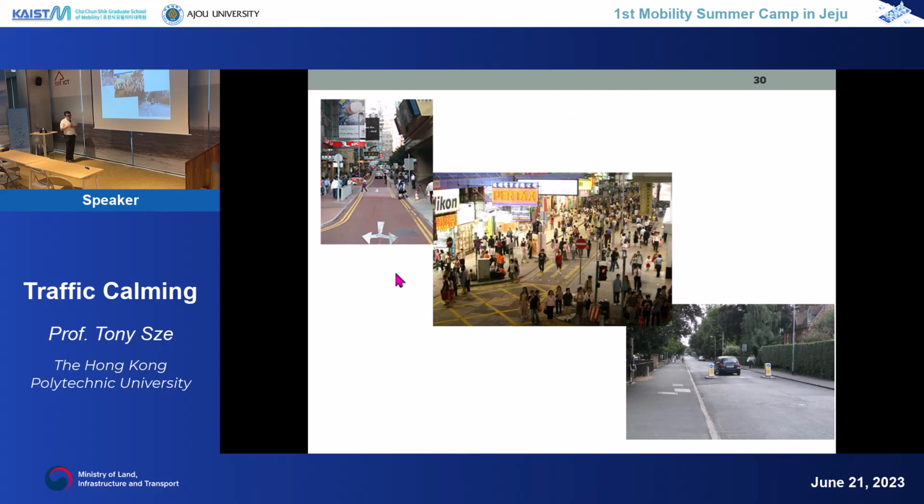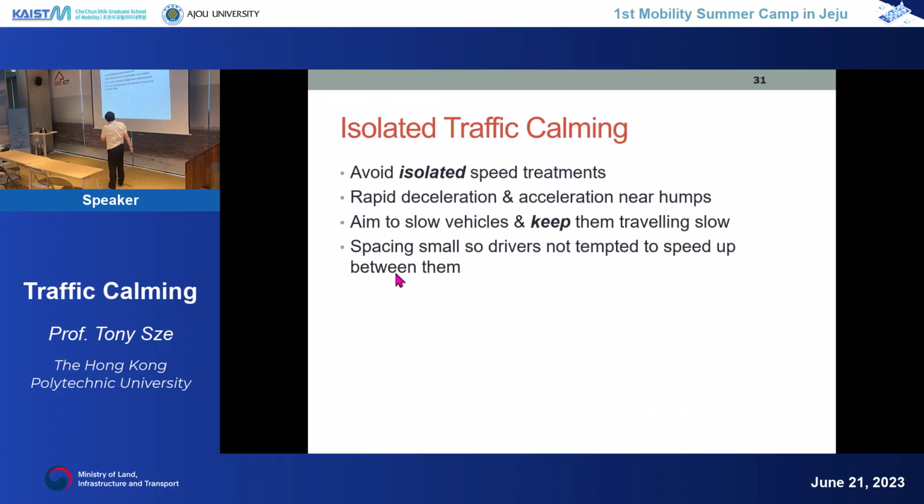So, these examples are horizontal deflections. Quite common in the UK here. Originally, this is a road for two-way traffic. At some point, we make it so that only vehicles from one direction could come. So, you need to slow down and check whether there is a car oncoming. This is another type of horizontal treatment.